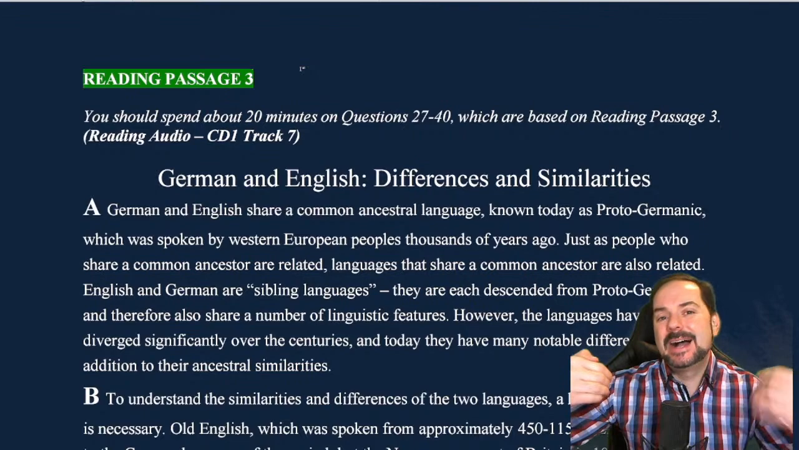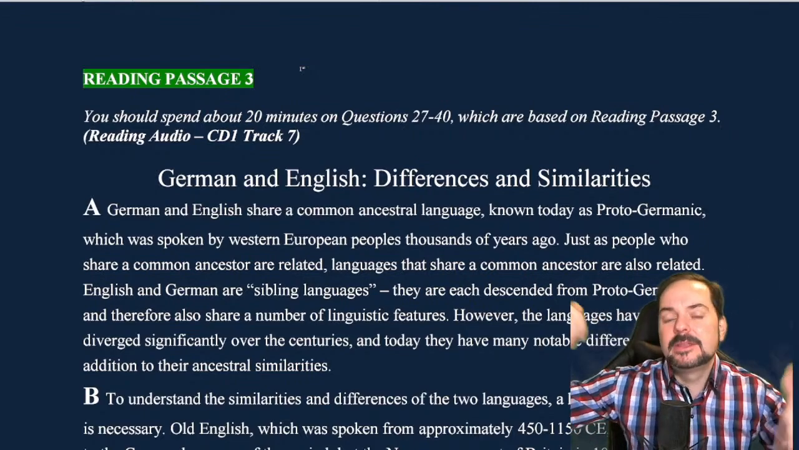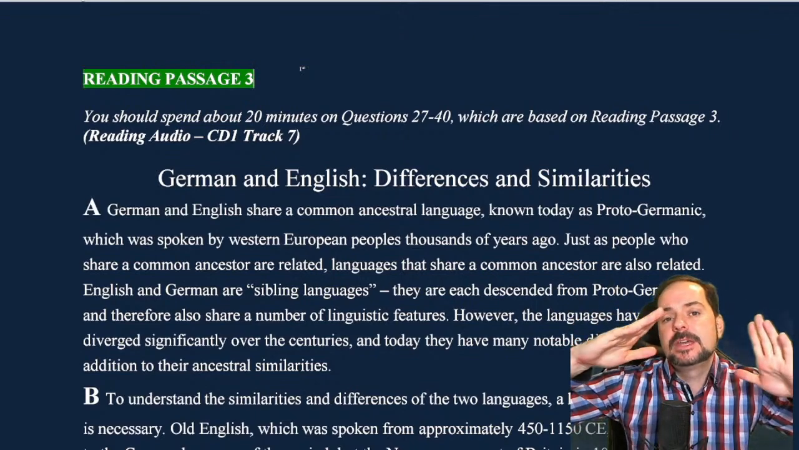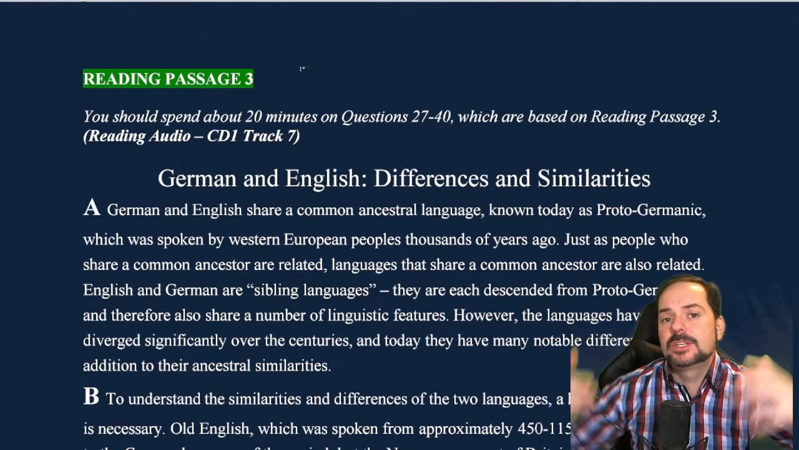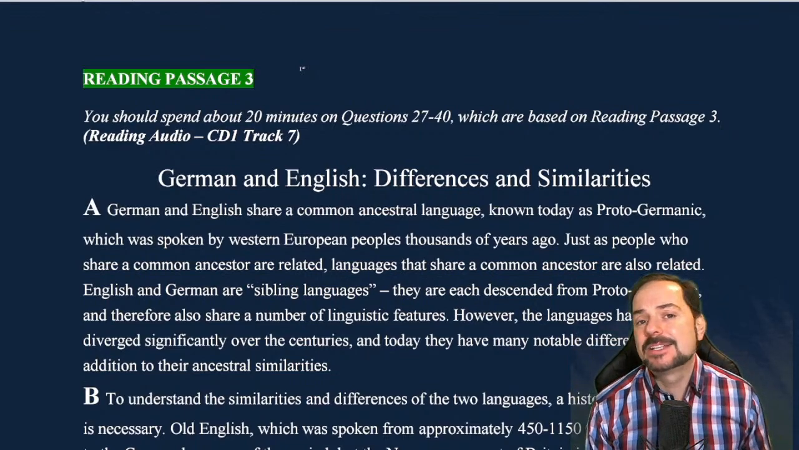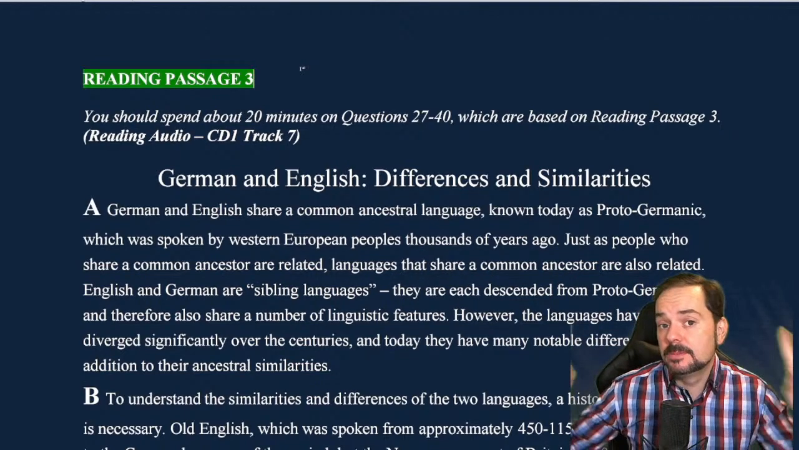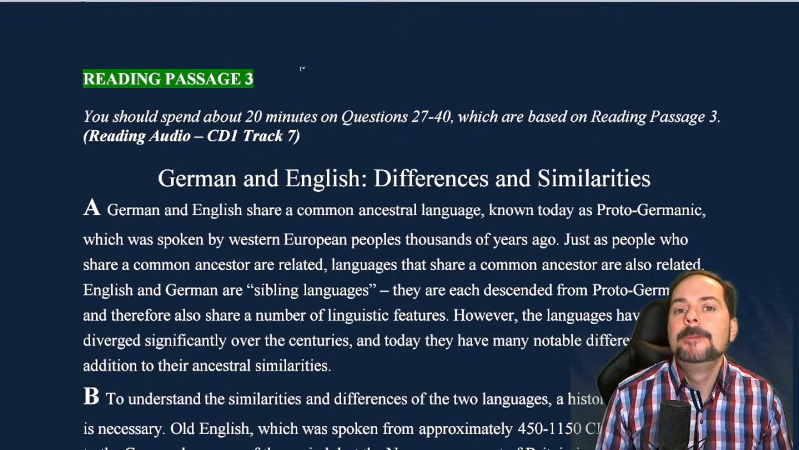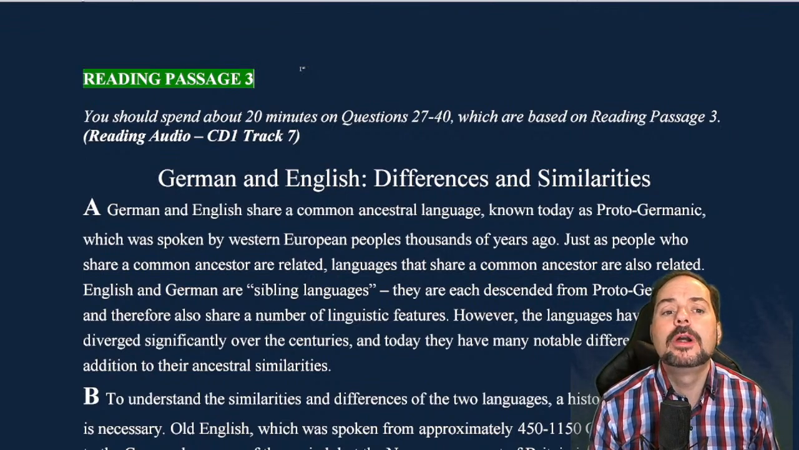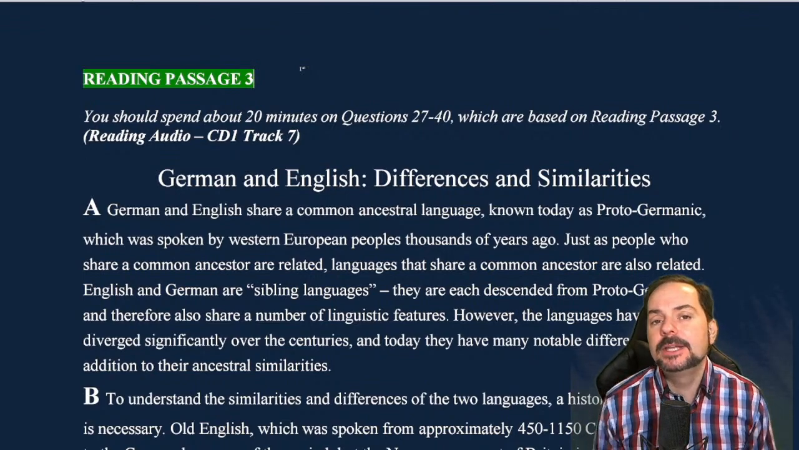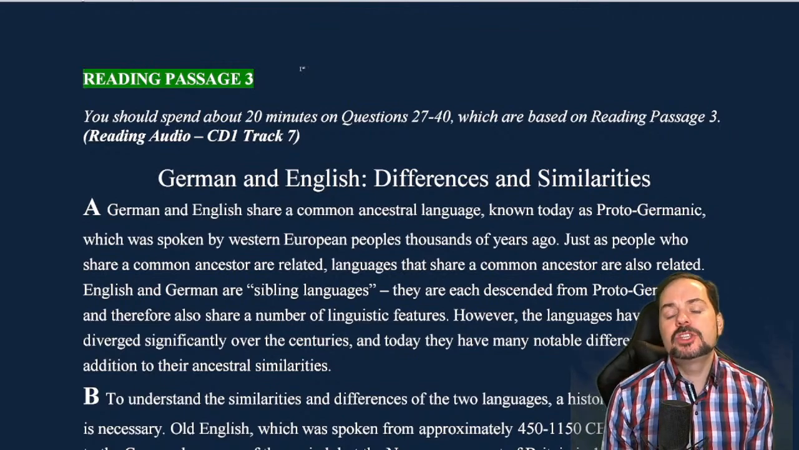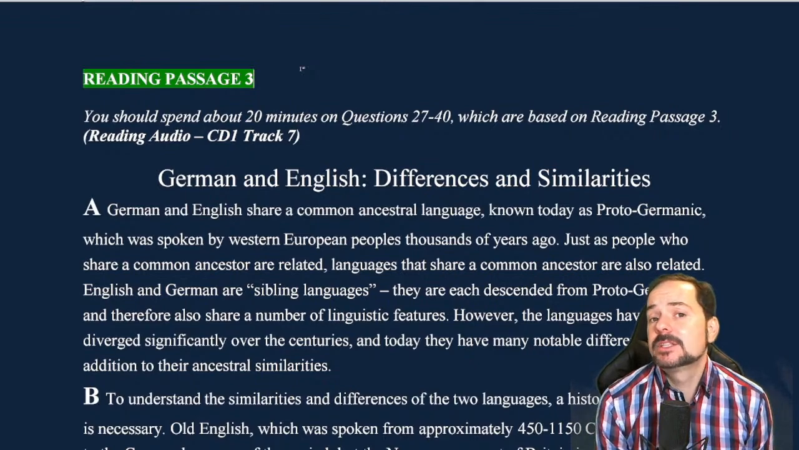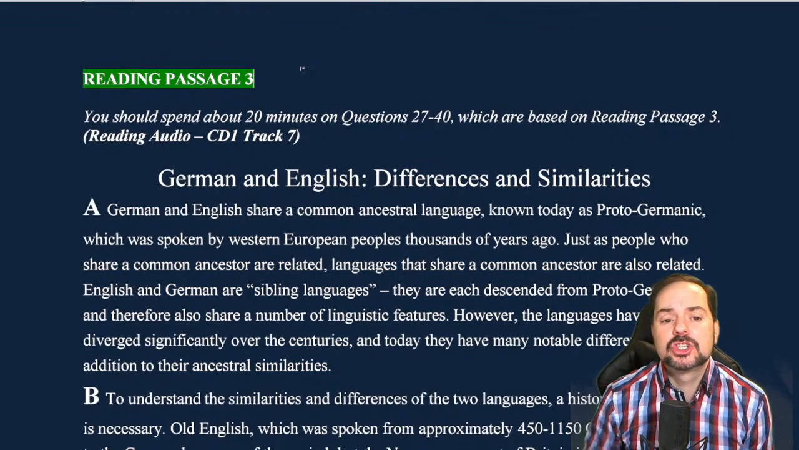So the way that IELTS works is it's graded. That means that the first part of each section is the easiest, and then it gets more and more difficult. Passage 1 in the academic is supposed to be the easiest, and then passage 2 becomes more difficult, and then passage 3 becomes even more difficult. That's the idea behind it. But it's not always true, and you can start with any passage. You don't have to start with passage 1. You can start with passage 3.